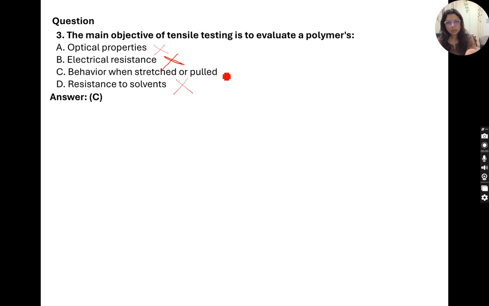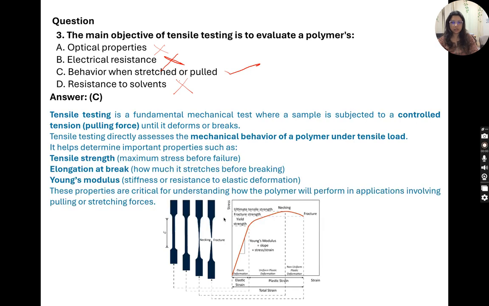The only property which it can be used to measure is when stretched or pulled, like how the material behaves when stretched or pulled. So if you look at the curve, the real time curve for the stress strain, which looks like this. This is the elastic deformation, yield point, then plastic deformation has the ultimate tensile strength, then the necking starts till the fracture point. And that's how the specimen will look like.